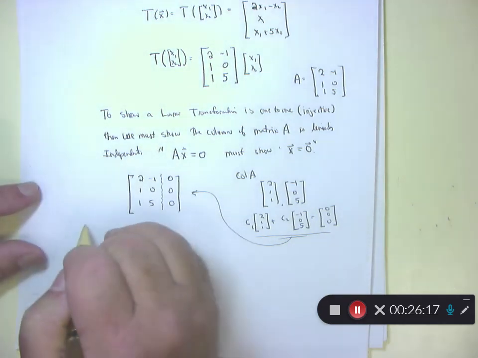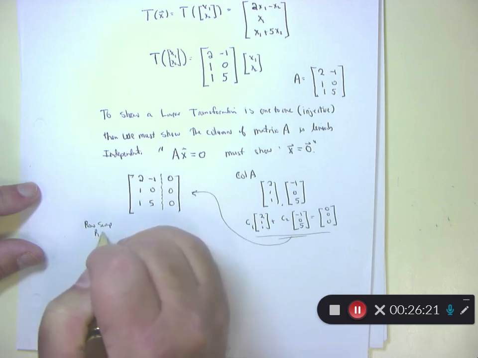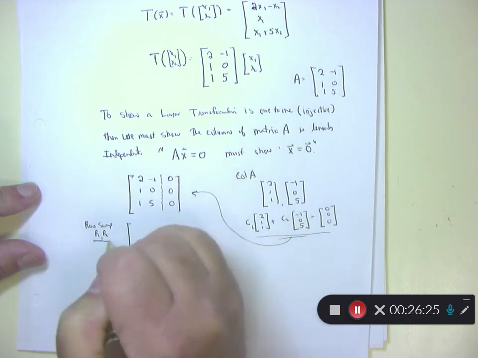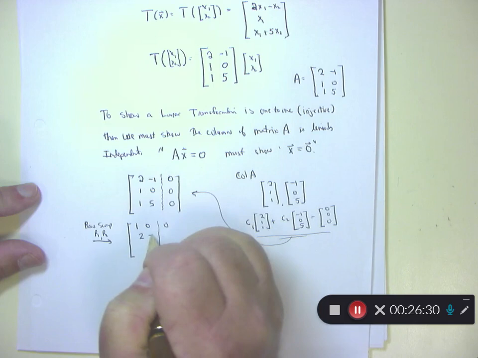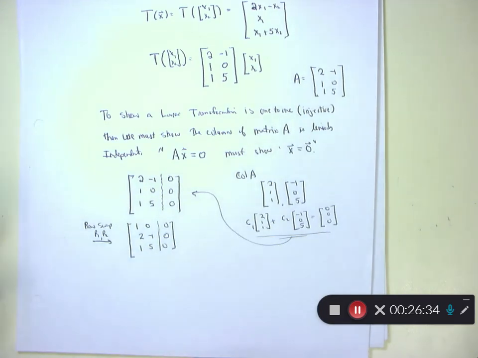So I'm going to row swap R1 and R2. You with me? That's going to give me 1, 0, augment 0, 2, -1, 0, and 1, 5, 0. Now, what's my next move?